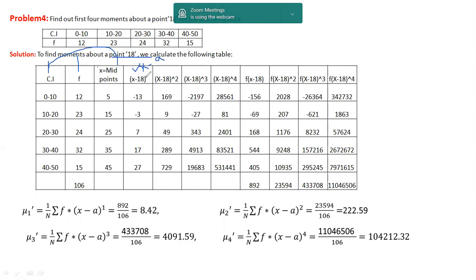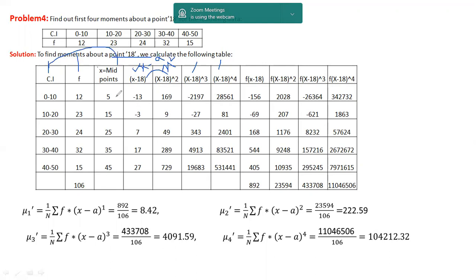After getting this column, we are squaring it, so x minus 18 whole square, and then cubing, x minus 18 whole cube, and taking the power 4 as well, in the next three columns. For the respective term minus 13, the square is 169, the cube is minus 2197, and the power of 4 is 28561. Like that we are getting the respective four columns.